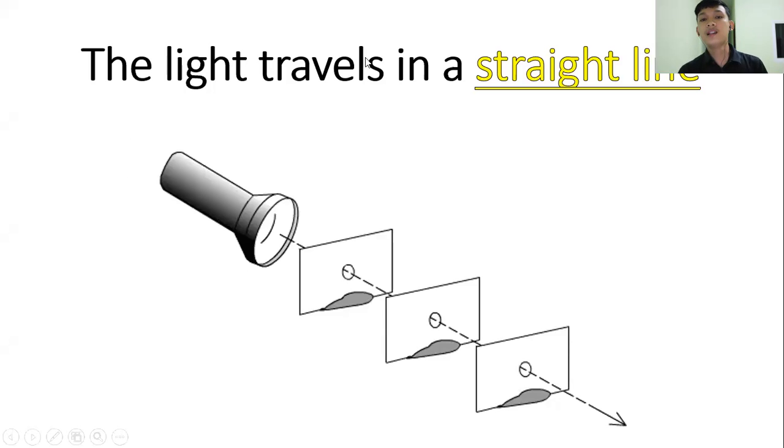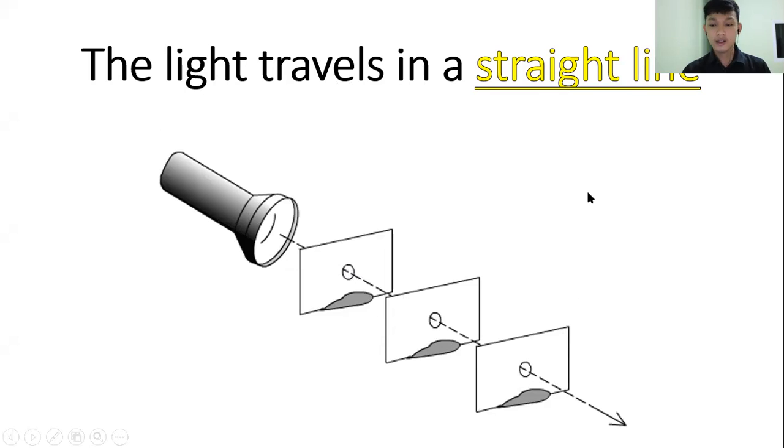So look, the light travels in a straight line. Look, this is the flashlight, and it goes inside of the first hole, the second hole, and the third hole, and then here is the light. Okay? Straight line.